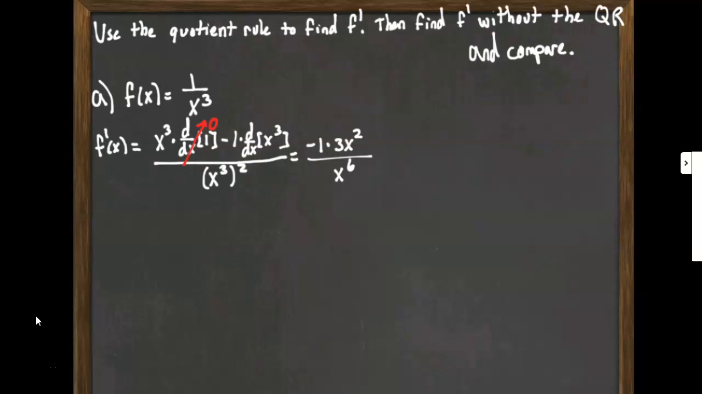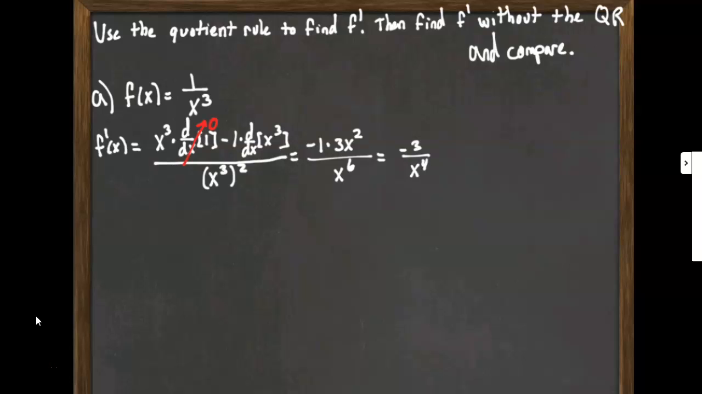And then we do want to simplify this. Notice I have an x squared in the top and an x to the 6th in the bottom. So first off, negative 1 and 3 is just negative 3. And with x squared over x to the 6th, I can cancel 2 of those out, leaving me with x to the 4th in the bottom. Or alternatively, using your division rule for exponents, 2 minus 6 is negative 4. Since it's negative, it has to go in the bottom as x to the 4th. So the derivative of 1 over x cubed is negative 3 over x to the 4th.